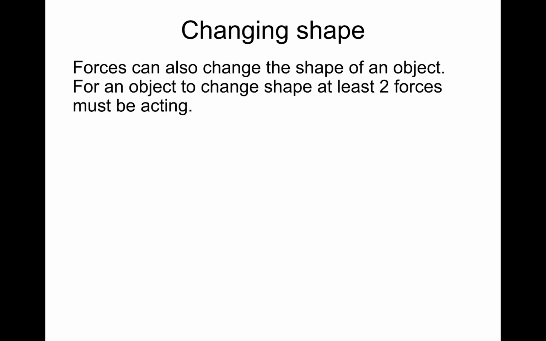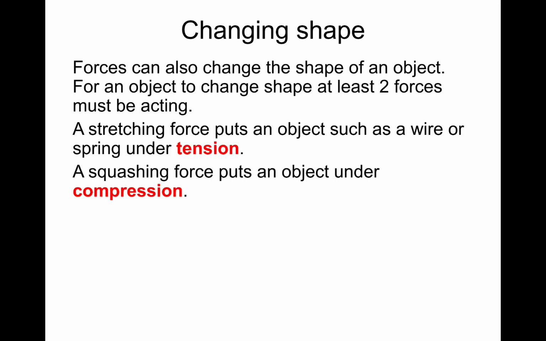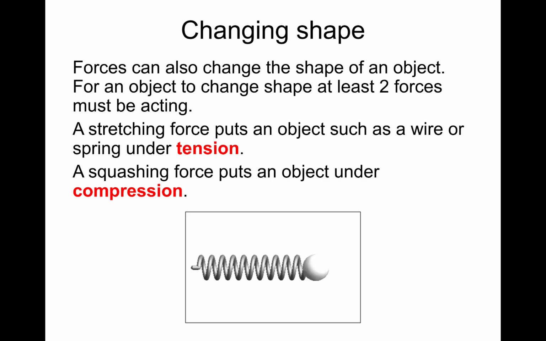Let's move on. So, changing shape. Forces can also change the shape of an object. For an object to change shape, at least two forces must be acting. A stretching force puts an object such as a wire or spring under tension, and a squashing force puts an object under compression. So there's some tension, it stretches out, back in, that will be compression. Tension pulling it back out, compression, and so on.